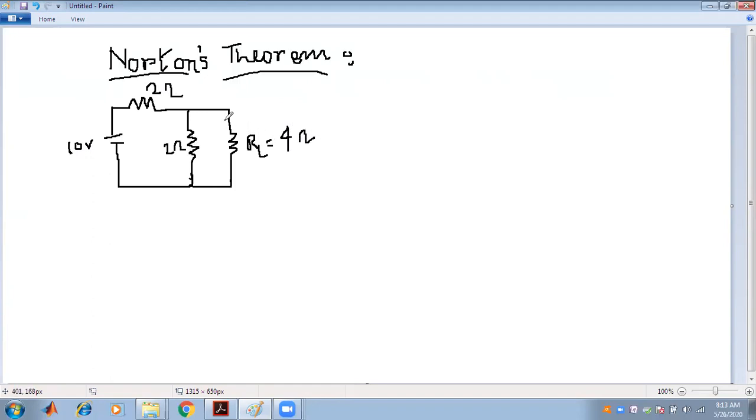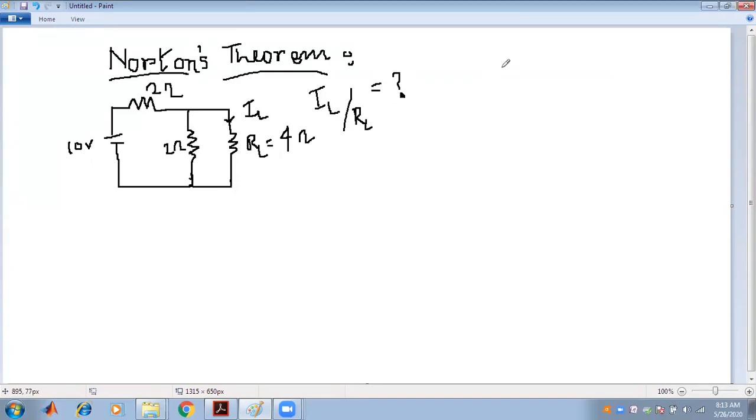So we have to find the load current IL, that is the current flowing through RL, the load resistance, with the help of Norton's theorem.